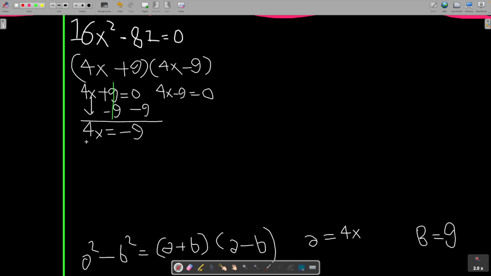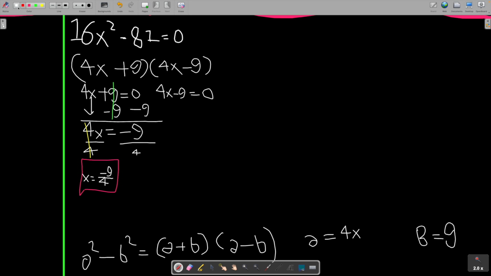So now we just divide both sides by 4, because 4x means 4 times x. So if we divide both sides by 4, we're going to isolate x. So these cancel, and we're going to have x equals negative 9 over 4. We can't really simplify negative 9 over 4. I don't think there's a way to simplify it. So that's just the answer. That's basically it.